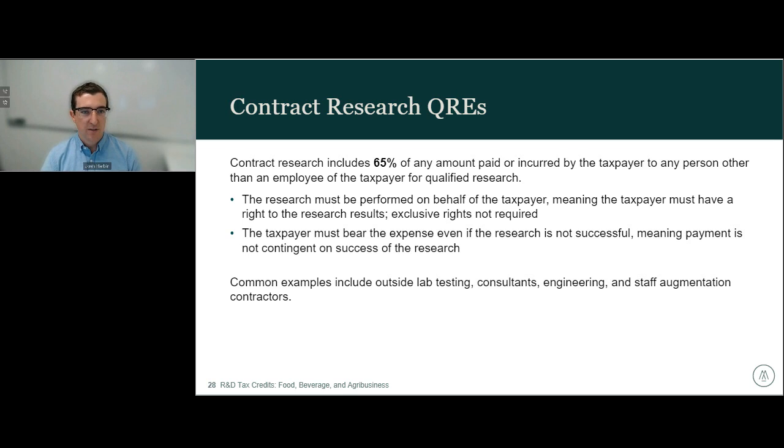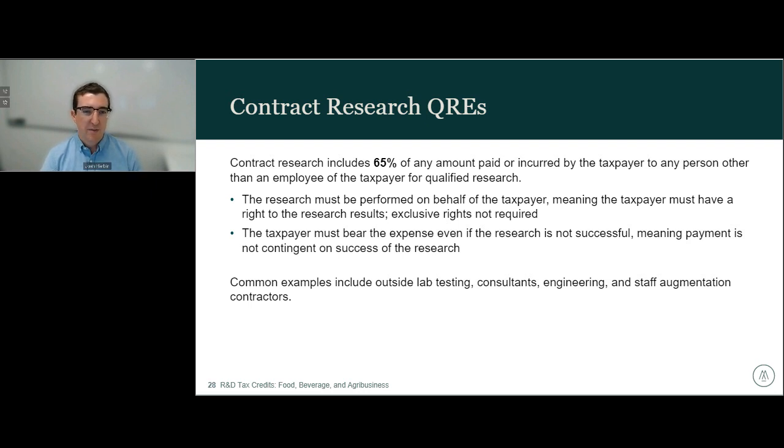And the first one is that the taxpayer must have the right to the research results. It does not need to be exclusive rights. They just need to have a right to the research results conducted by that third party. And then secondly, the taxpayer has to bear the expense even if the research is not successful, meaning payment is not contingent on success of the research itself. The IRS views payment that's contingent on that as essentially buying a finished product.